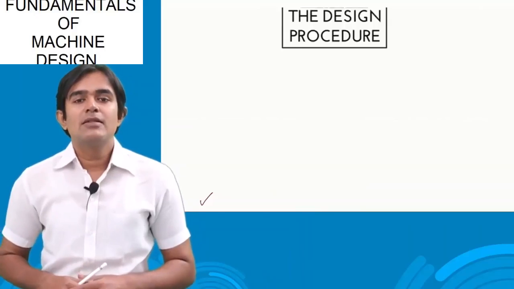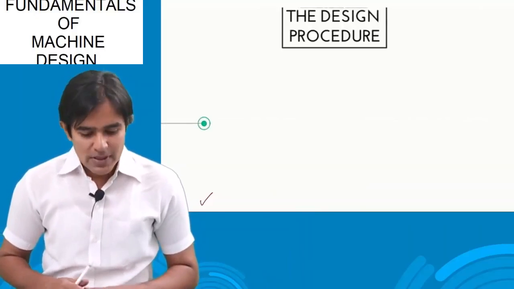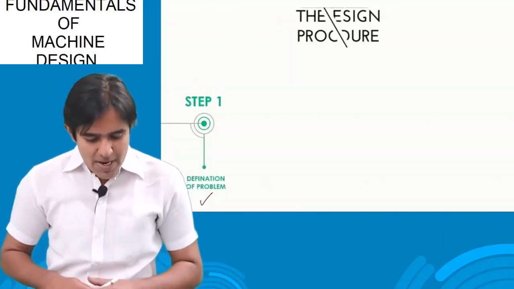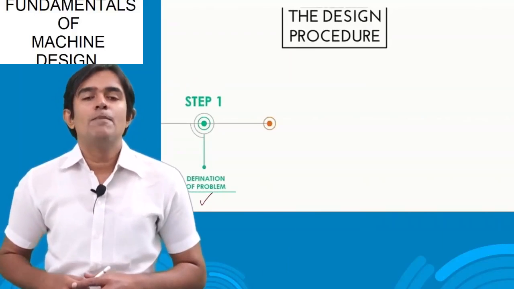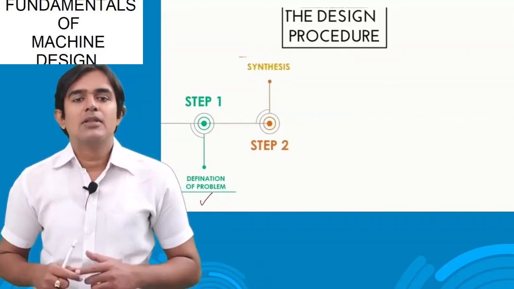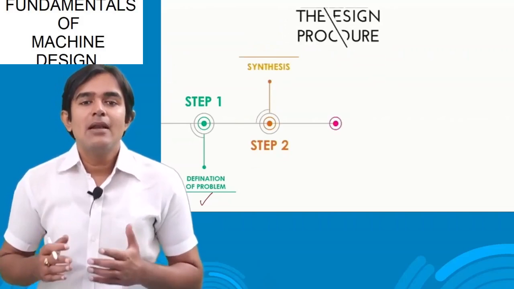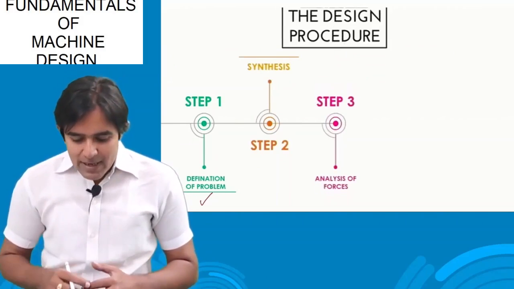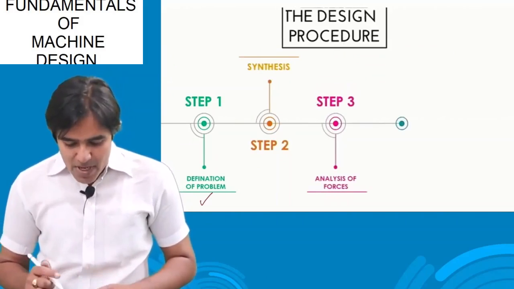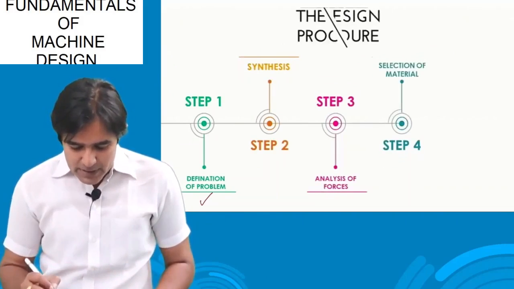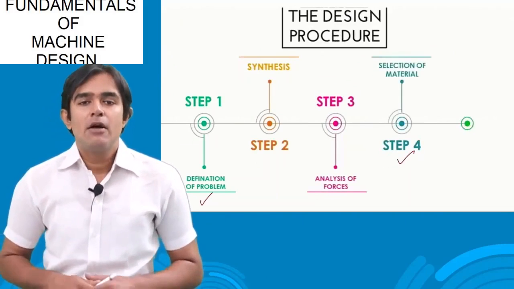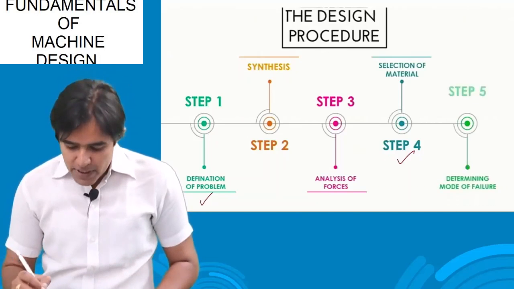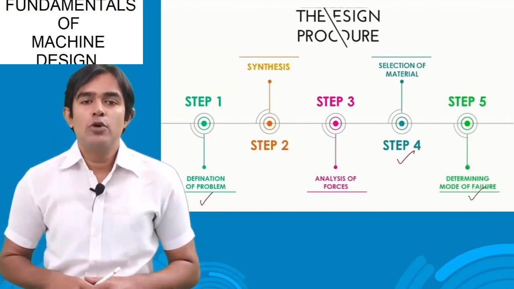These are the steps of design procedure. As you can see, the first step is going to be the definition of problem, followed by synthesis. The third step is going to be the analysis of forces. Once the analysis is done, the next step is going to be the selection of material, followed by the very crucial determination of mode of failure.